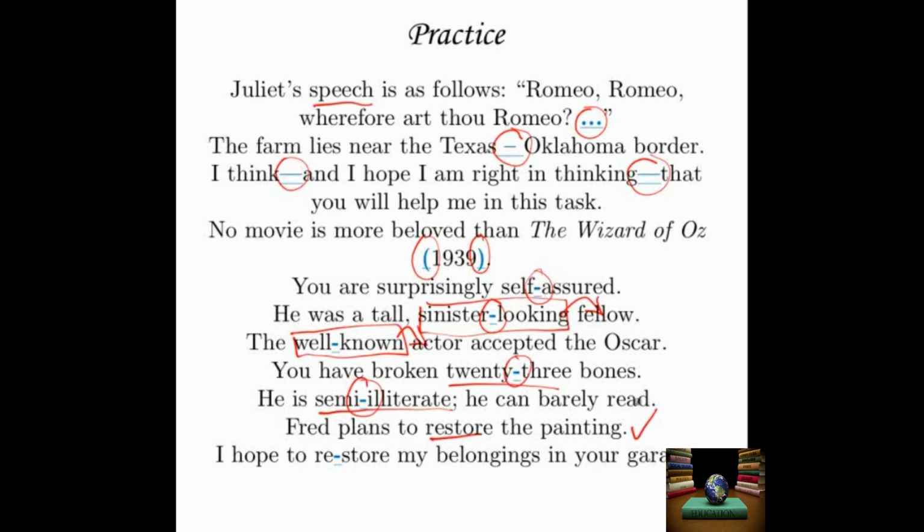But in our second sentence, I hope to re-store my belongings in your garage. I hope to store my belongings in your garage again. Re definitely means again, and since we're not talking about taking dirt off a painting, we need to hyphenate it to avoid confusion. And that's all for this lesson.